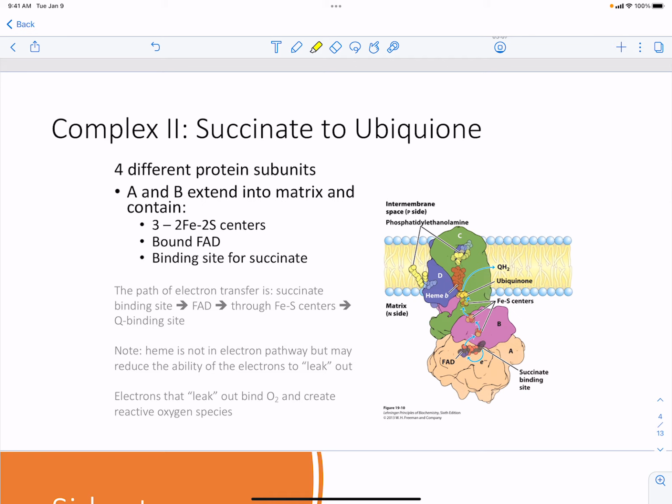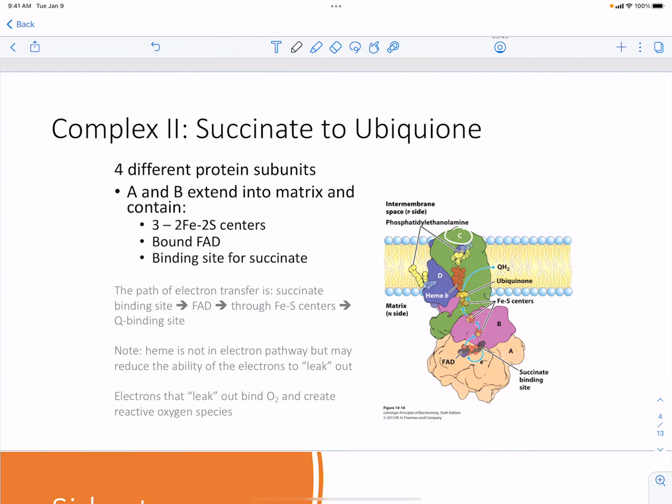Now, complex 2 is part of the TCA cycle, so it links the TCA cycle and the electron transport chain together. Complex 2 is the succinate dehydrogenase. It's going to be made up of 4 different protein subunits. The succinate dehydrogenase is the only membrane-bound enzyme of the TCA cycle. It has 5 prosthetic groups. It's going to have 4 different protein subunits, of which shown here we have C and D.